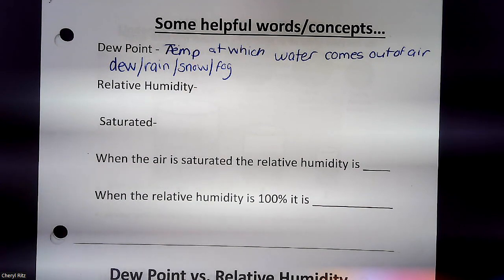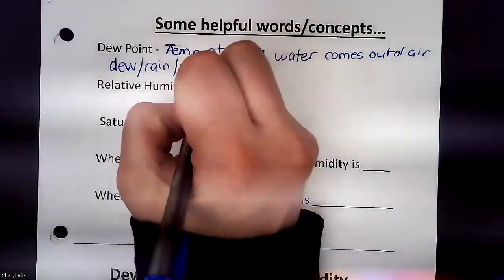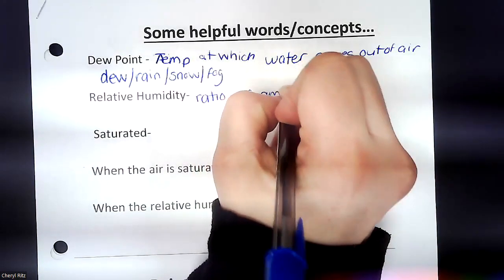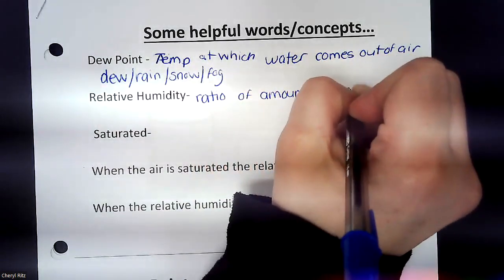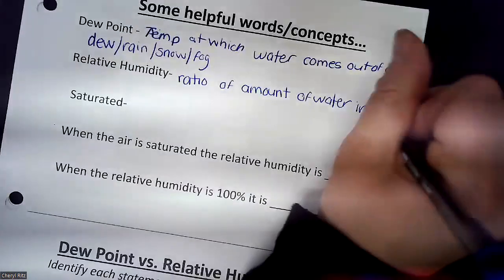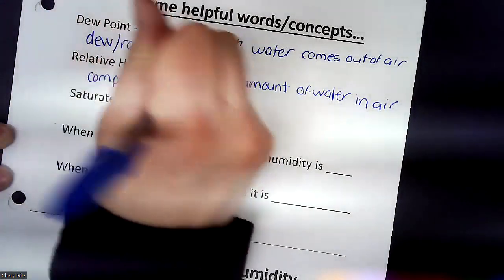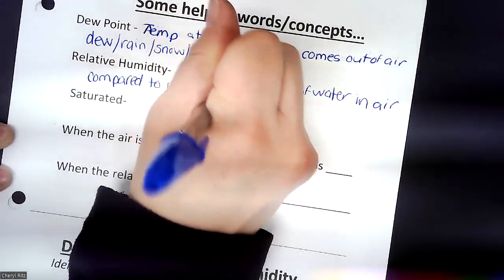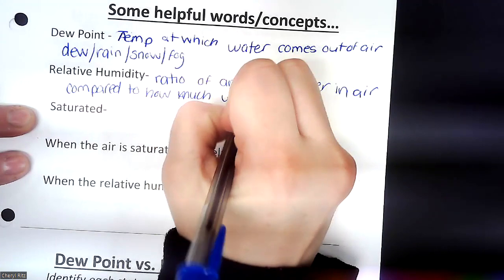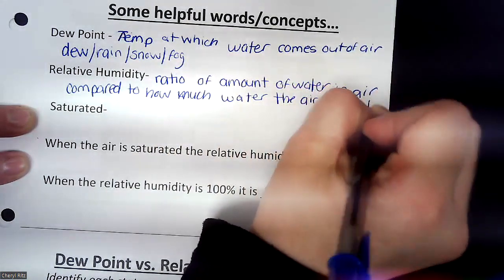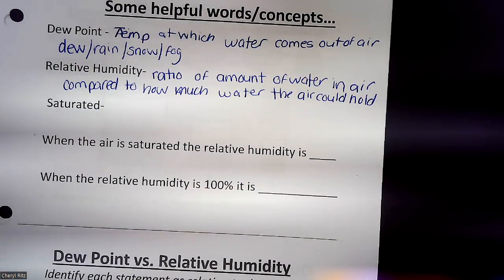So what's relative humidity? Ratio between the amount of moisture in the atmosphere compared to how much the atmosphere holds. Ratio of the amount of water in the air compared to how much water the air could hold. So it's a ratio of the amount of water in the air compared to how much water the air could hold.